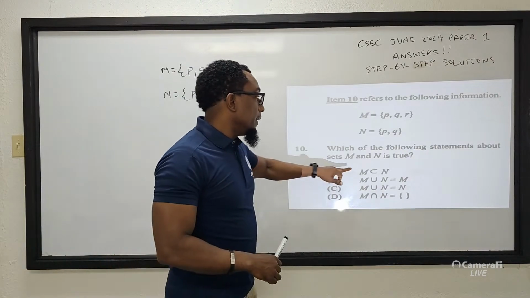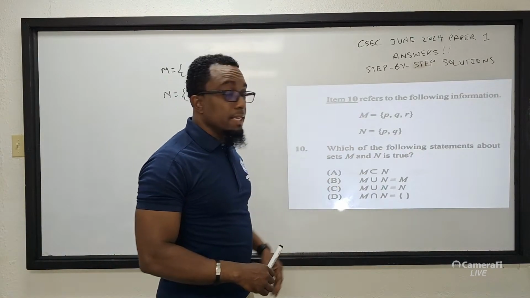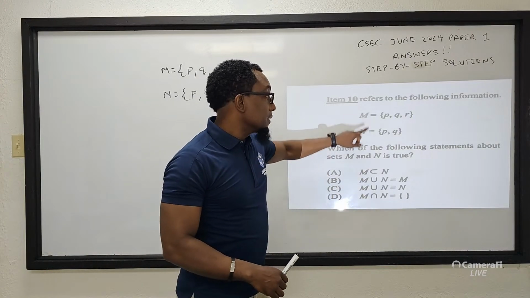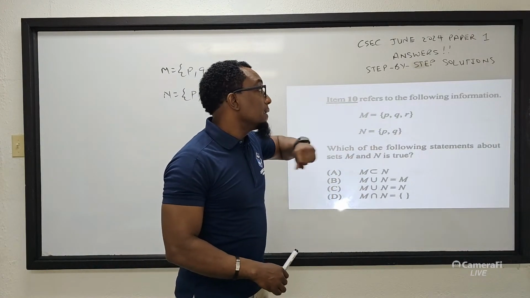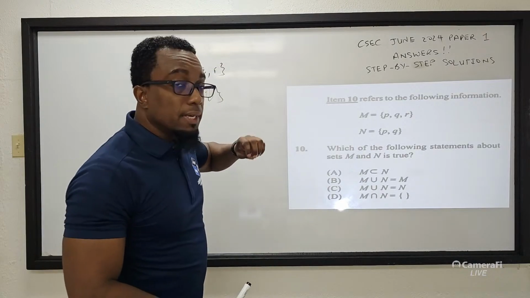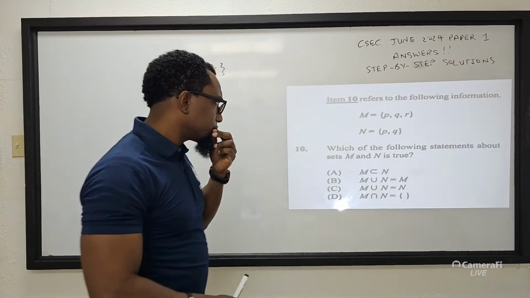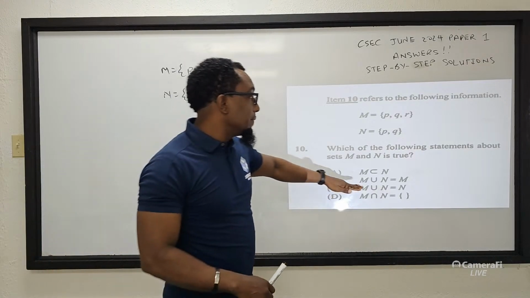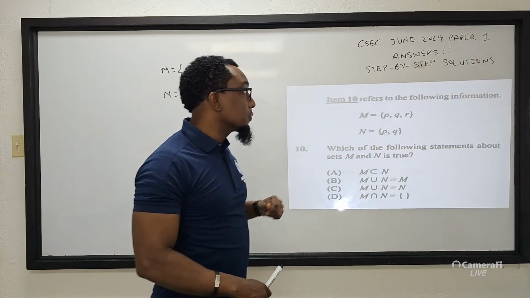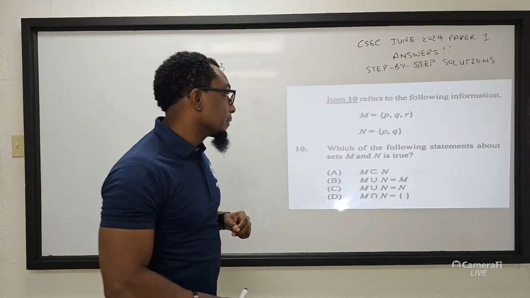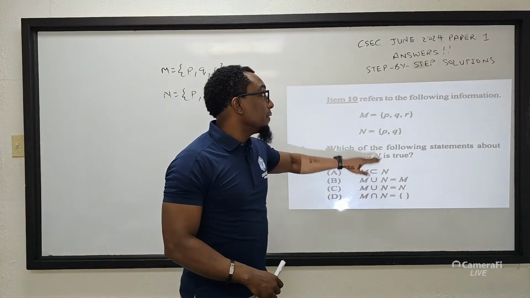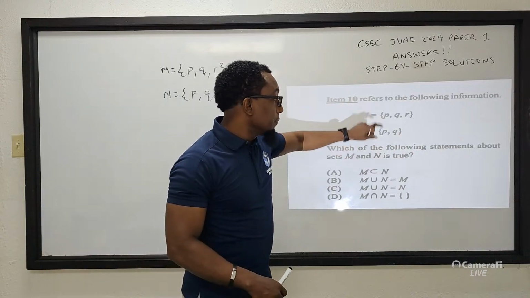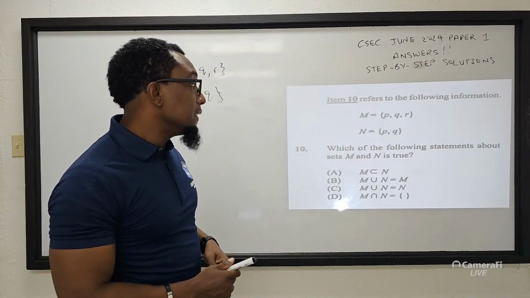Now it cannot be A, because M is not a subset of N. The symbol here simply means subset. All the elements of M are not in N, so clearly M is not a subset of N. The union of M and N, if I combine all these elements, will not be equal to N. And the intersection of M and N, I have elements common to both, so clearly the intersection is not empty.